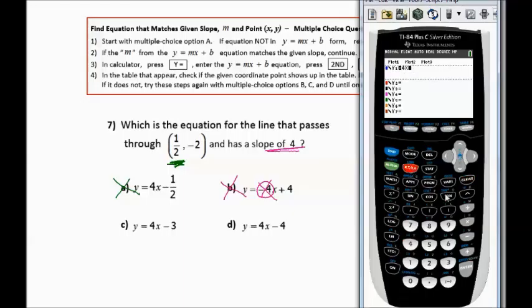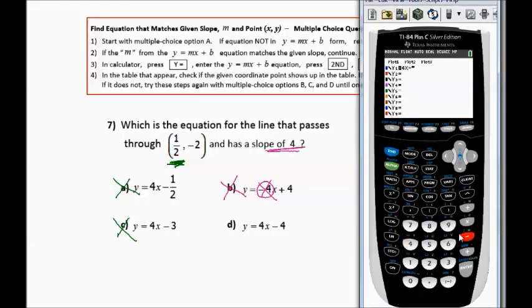So 4x minus 3, and you're going to go to your table. Here the 0.5 is paired up with a negative 1. It should be 1/2 paired up with a negative 2. So that is not our option. Let's make sure option D works.